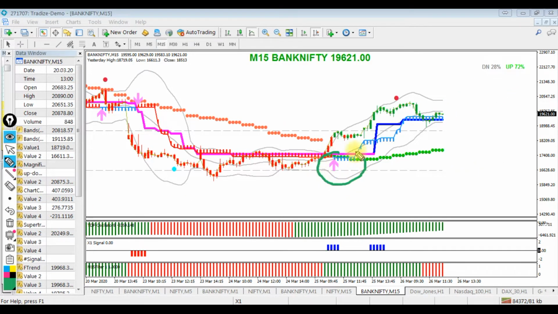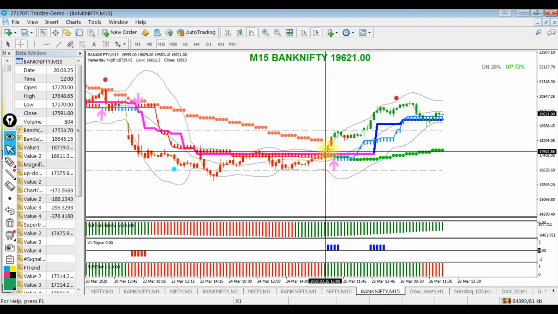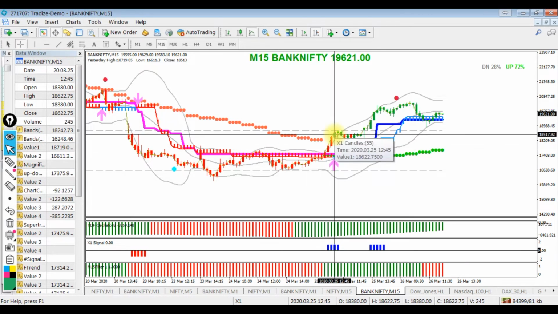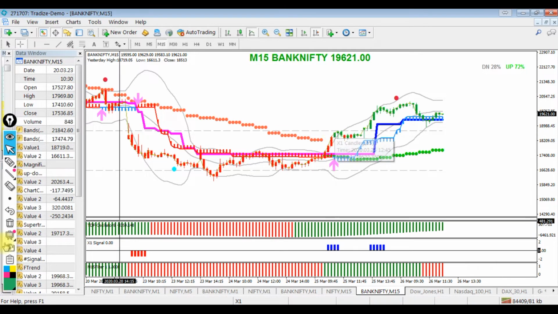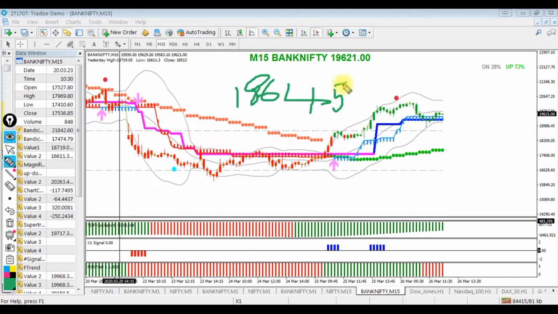This Bank Nifty buy signal got triggered on the breakout of this particular candle, this first green color candle. Breakout of this candle's high was the entry point. Let me see the high here. This high is around 18,622. You just have to add 20 rupees spread to that, so 18,645 was the entry point. Yesterday itself this buy signal got triggered at 18,645. From 18,645 we are now at 19,620, so almost 1,000 points have come in this particular move.